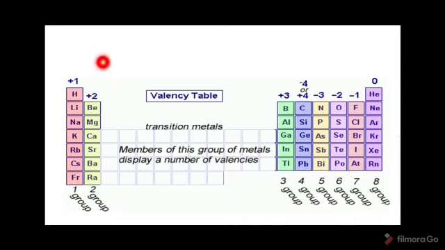This is about the valency. Elements which have 1, 2, 3 electrons in the outermost shell have valency 1, 2, 3 respectively. The valency of the carbon family is 4, nitrogen family is 3, oxygen family is 2, halogen family is 1, and the 0 group is 0.